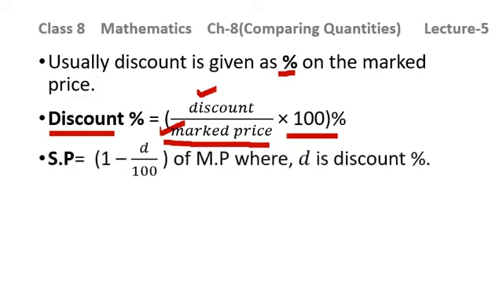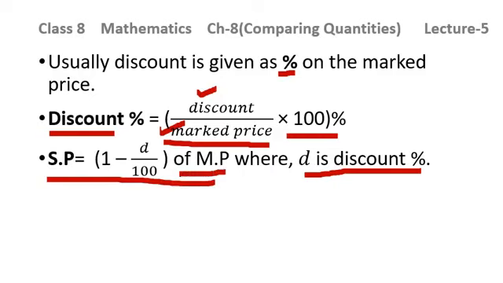Then we have learned the SP formula also in terms of discount percentage. When discount is given to you in percentage, we have derived this formula also. So SP is equal to (1 minus D over 100) into MP, where D is the discount percentage.